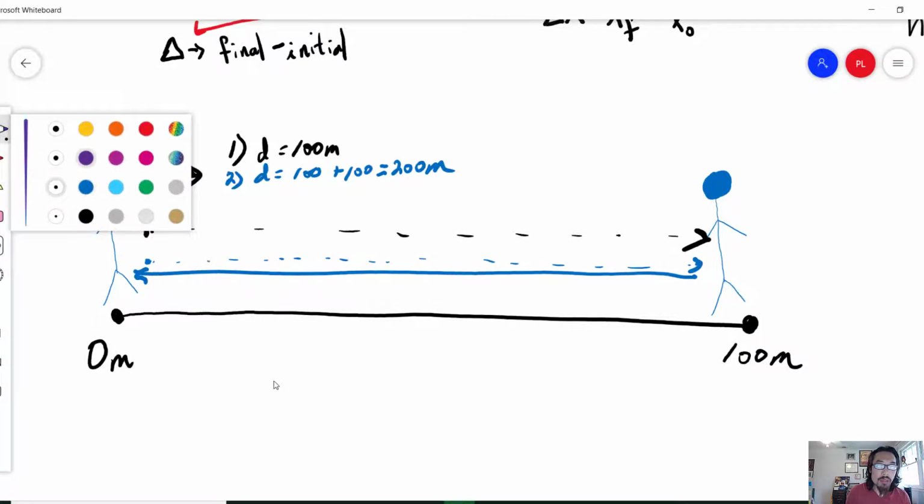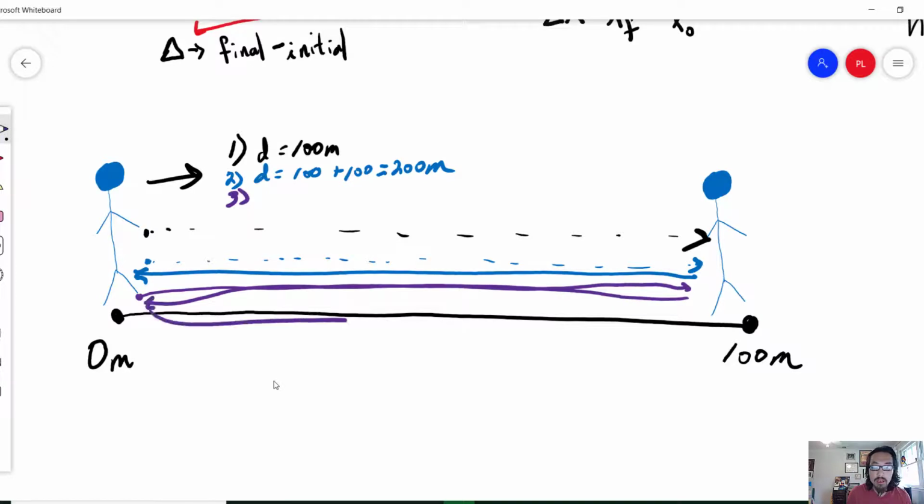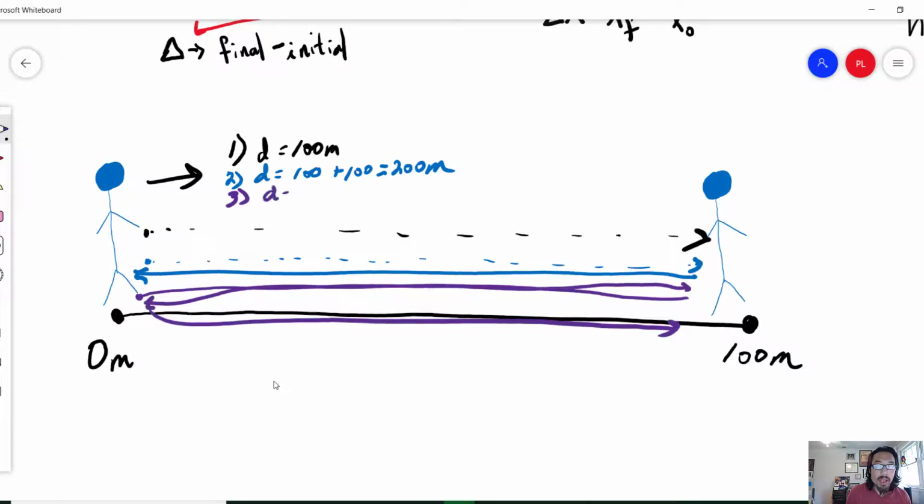And for good measure, we'll do a third trip. Trip 3, I start here, I go all the way to the right, I go all the way to the left, and I go all the way to the right again. All right, so in this case, oh boy. So in this case, we have a distance of 100 to the right, 100 to the left, and 100 to the right for a total distance of 300 meters.